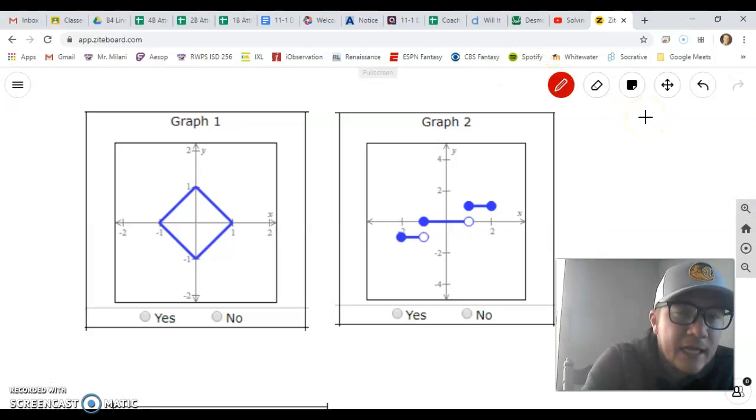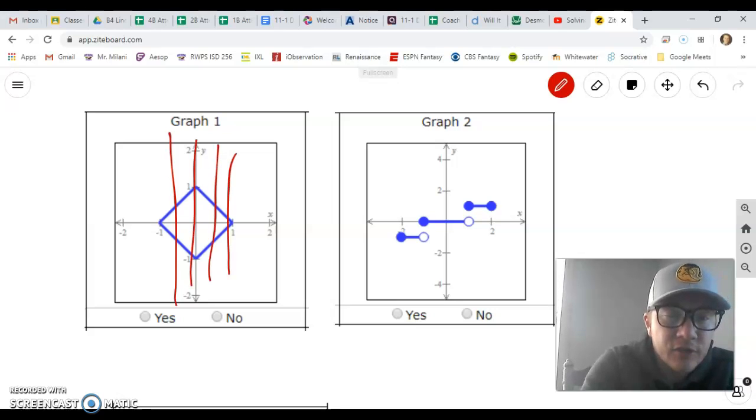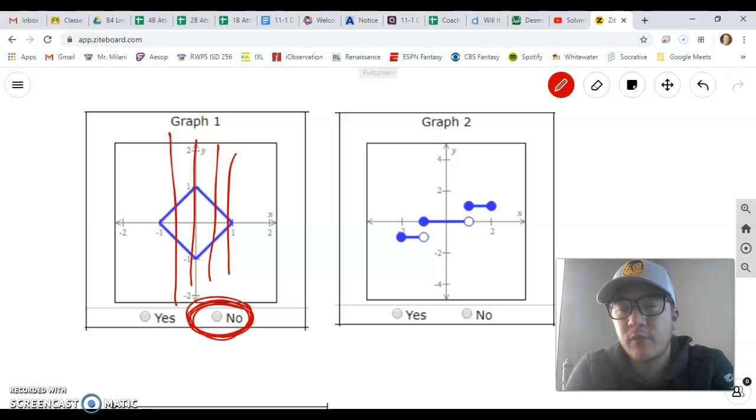So again, any vertical line here going to hit my graph more than once? Yeah, actually pretty much everywhere on the graph. So that's going to be a no. That is not a function. These ones are tricky when we're looking at graph number 2.